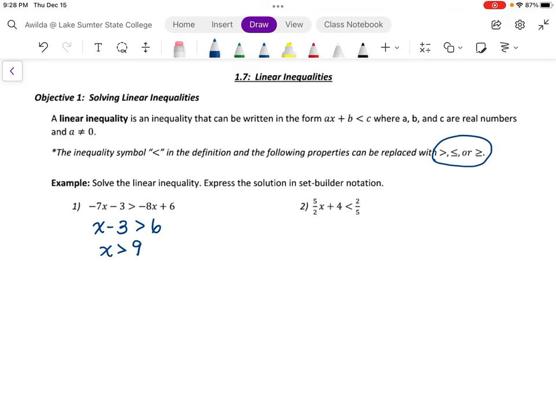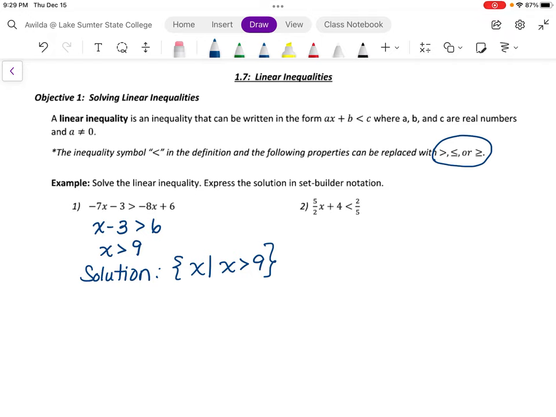The instructions ask us to express the solution in set builder notation. Set builder notation looks something like this. We'll say that the solution includes all numbers x such that x meets the condition of being strictly greater than 9. That vertical segment stands for the words such that.